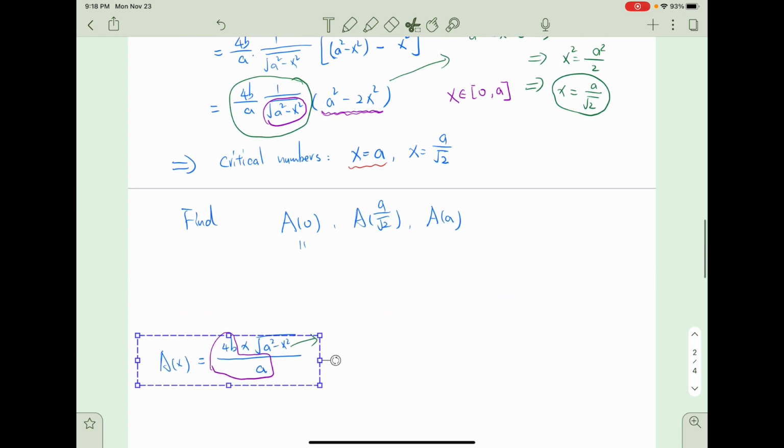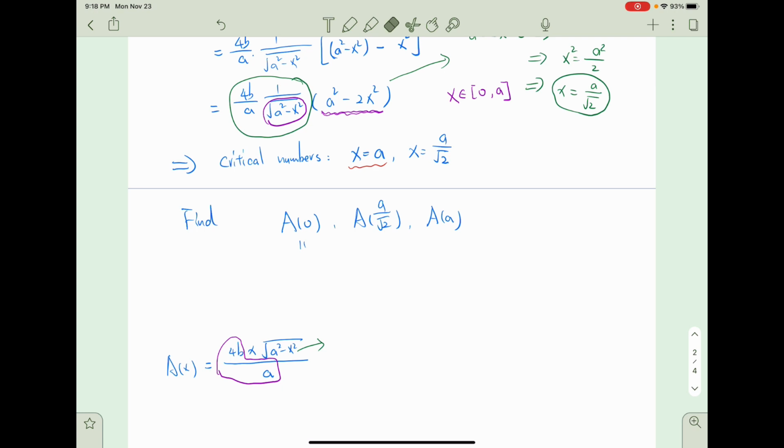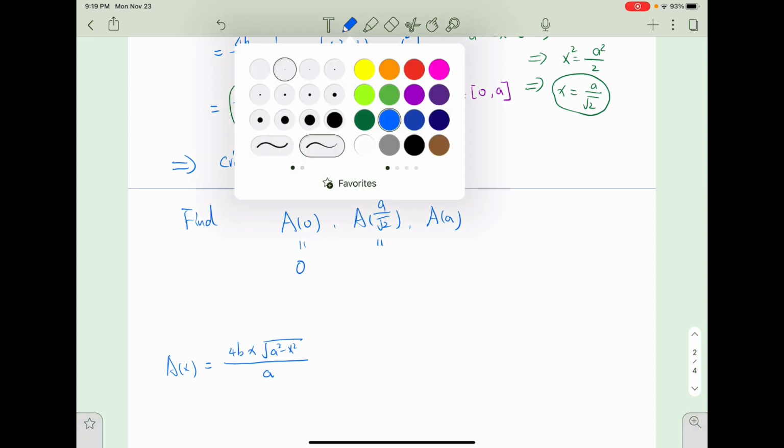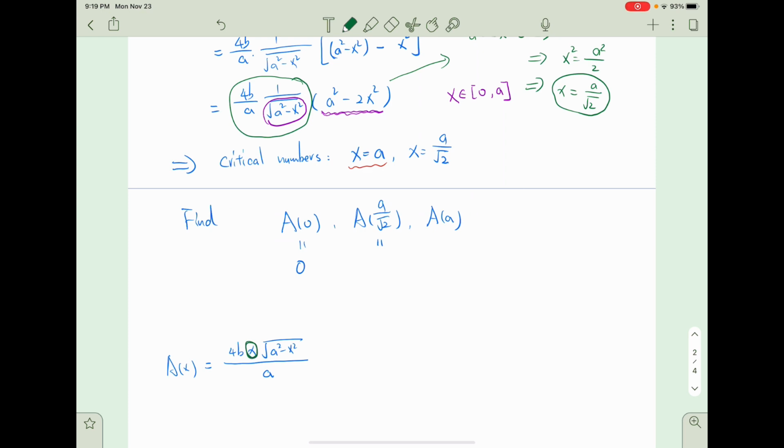Right? So a0 is equal to, you plug in 0, right? So we have 0 here, because this x is here. If you plug in 0, you have 0. And you plug in x equal to a over square root of 2.